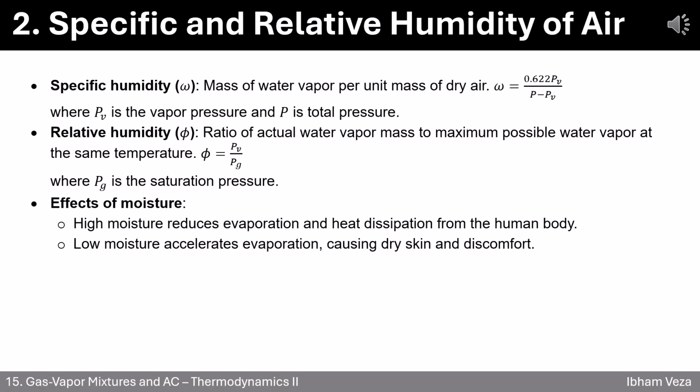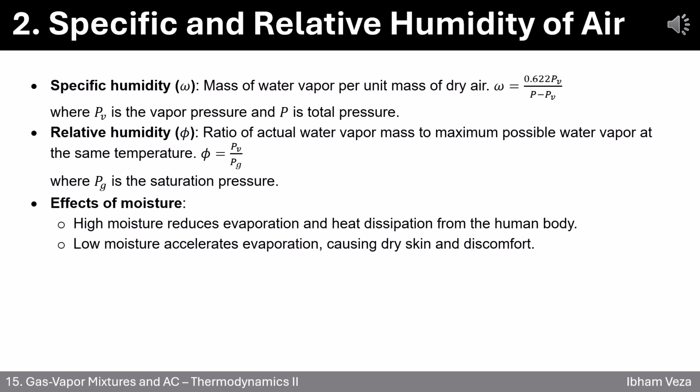2. Specific and relative humidity of air. Humidity plays a big role in both thermal comfort and air conditioning design. First, we have specific humidity, which tells us how much water vapor is present per unit mass of dry air. It's a simple ratio, and we use vapor pressure to calculate it. Then there's relative humidity, which most of us are familiar with from weather reports. It compares the actual moisture in the air to the maximum it could hold at that temperature. That's why on hot days, high relative humidity feels extra uncomfortable because the air is already loaded with moisture.